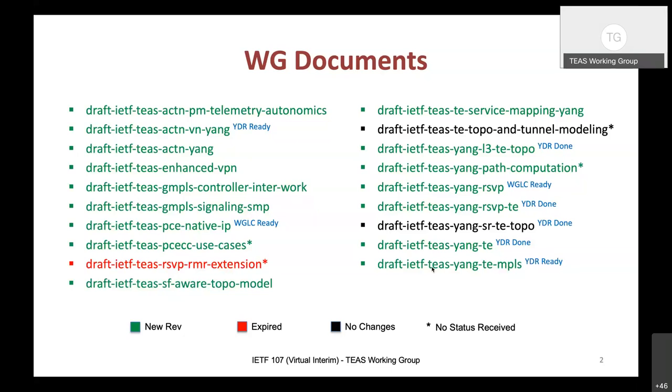Please do chime in with your thoughts and opinions regarding that on the list. There are also a couple of documents for which the authors have claimed that the document is working group last call ready. One is the PC native IP document, and the other is the RSVP Yang document. Lou and I will take a closer look at these after this session and then start the process for the next step based on a review. In the meantime, it would be useful if we could get more reviews for these documents. There are also a couple of Yang documents for which the authors are requesting a Yang doctor's review. We will get the process rolling for those as well.